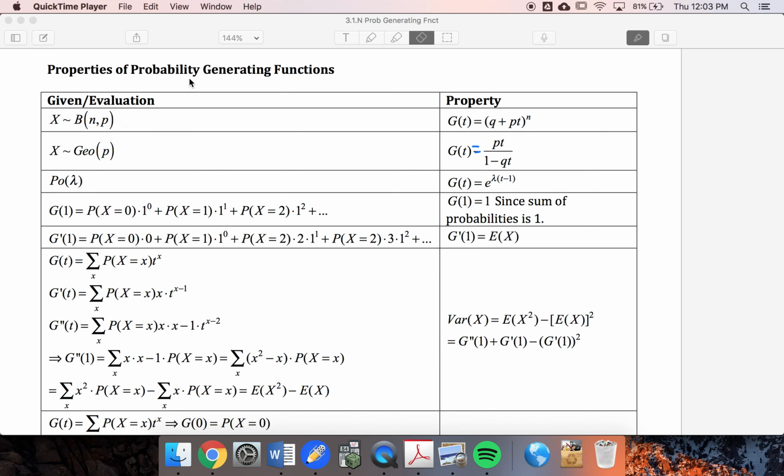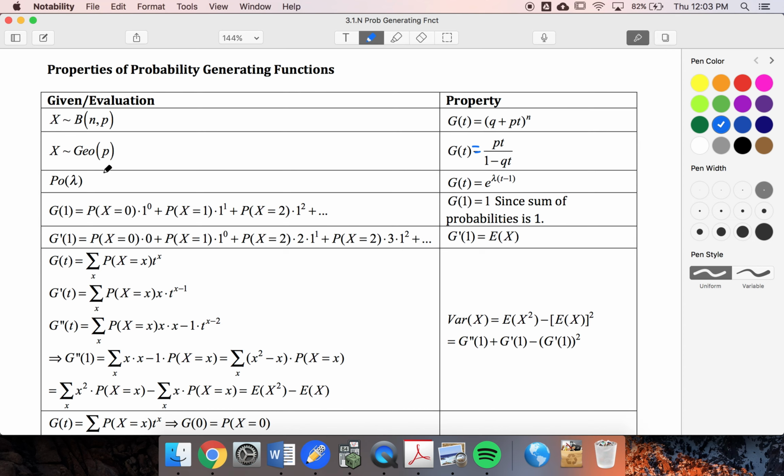Right, so now we're going to look at some properties of the probability generating functions. We've already seen that a binomial distribution could be expressed with the probability generating function this way. I would do the same sort of idea for a geometric distribution, and I'll leave that to you to prove these two.